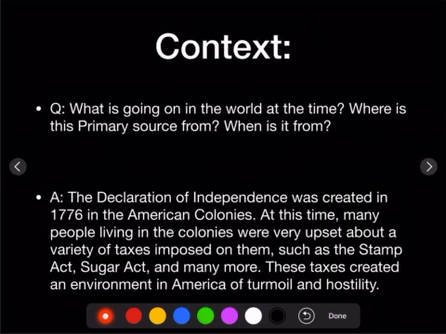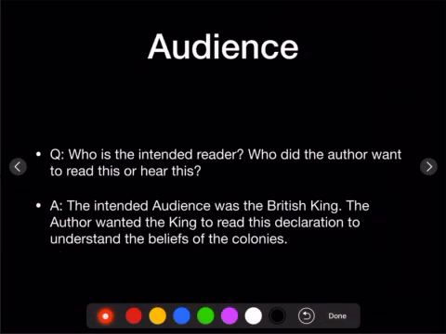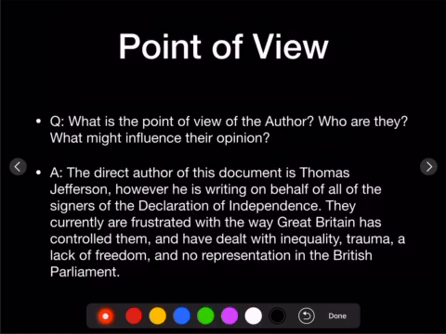Audience. The Declaration of Independence. Remember, who is supposed to read this? You think, is it the general public? Is it sent to a specific person for them to read? A small group of people? Well, the person it was for was the British king. The author wanted the king to read the Declaration and then understand the beliefs of the writers and understand what the colonies wanted.